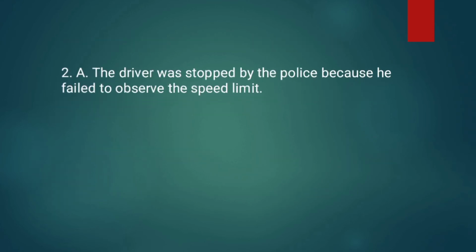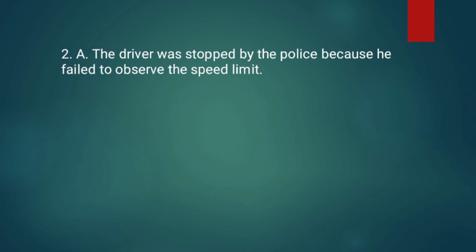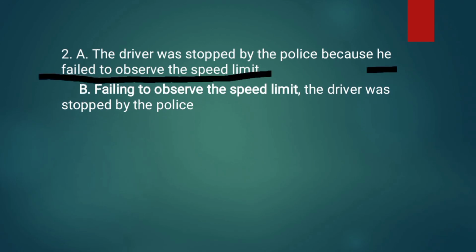The other example that will help you get this: "The driver was stopped by the police because he failed to observe the speed limit." Pay attention here. He failed to observe the speed limit. That's why he was stopped by the police. Now how do you express this in a participial phrase? What happened is that the driver was stopped by the police, but what was the reason? Failing to observe the speed limit.